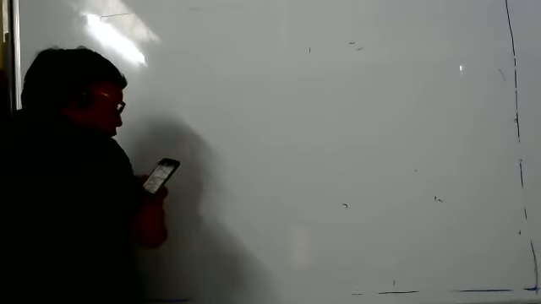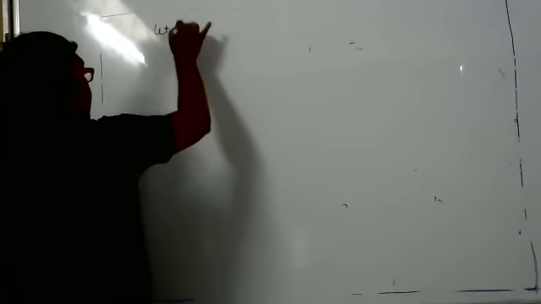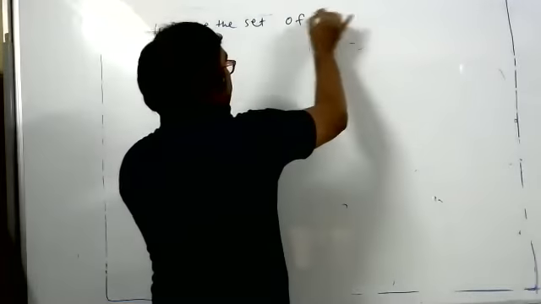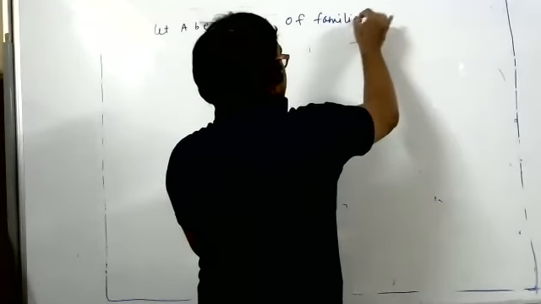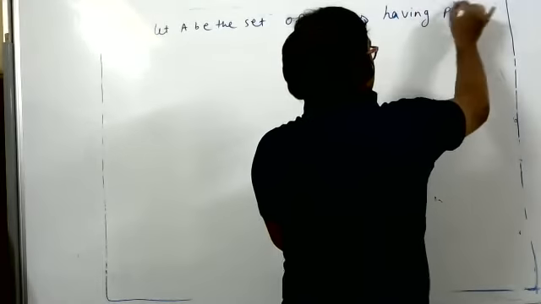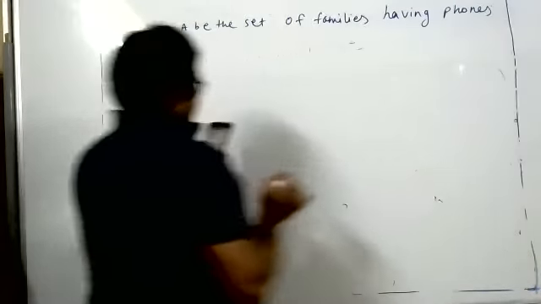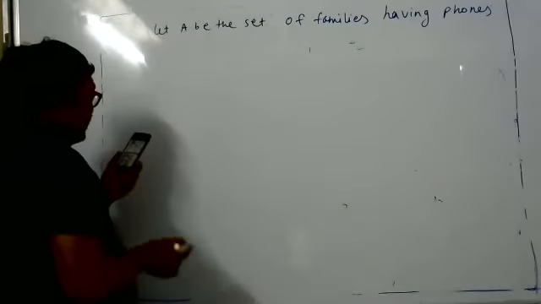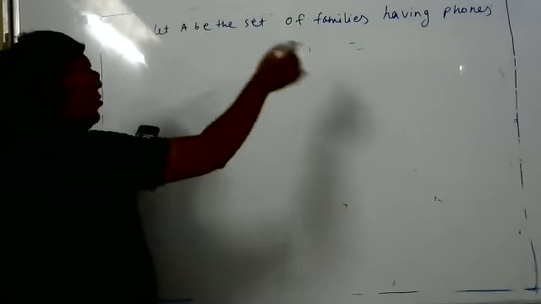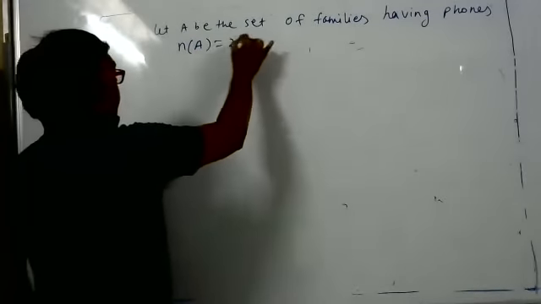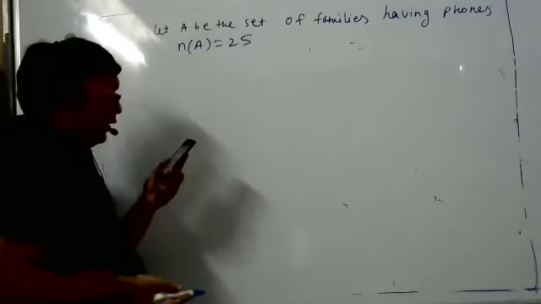In a certain town, 25% of families own a phone. So let A be the set of families having a phone. How many families have a phone? It is 25%. So let us take 25 only, because the universal set will be 100 families. So the number of elements in set A is 25: 25 families out of 100 have a phone.